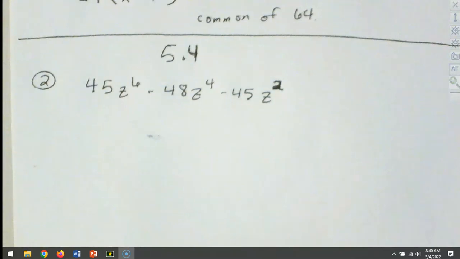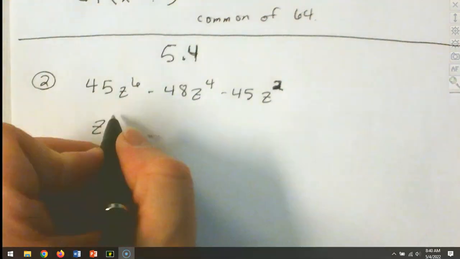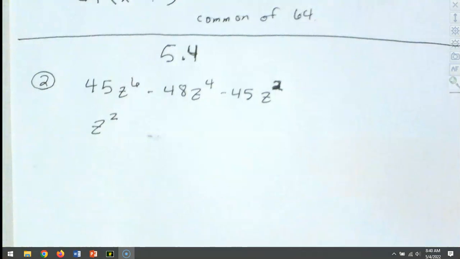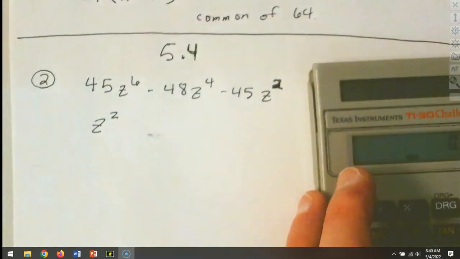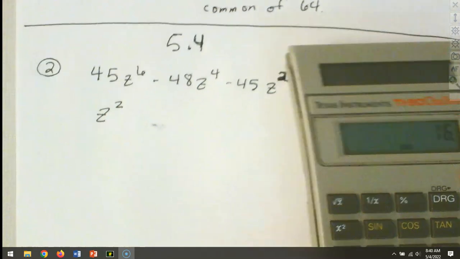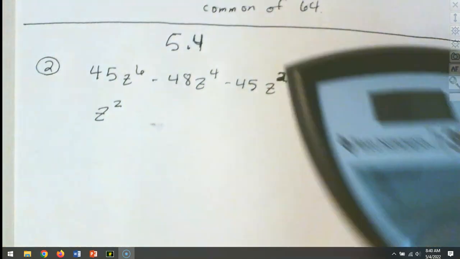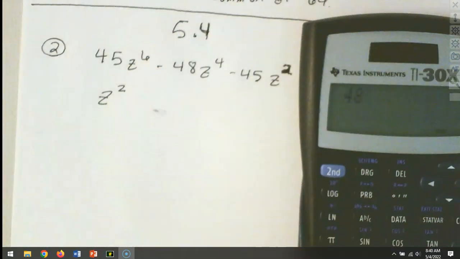Now, these all have a z in common. Okay, so I've got a z. And what's the lowest power of z? Well, it's a z squared. Now we look at all the numbers. We've got a 45, we've got a 45, and we've got a 48. Well, let's see if we can take a 3 out of that 48. Okay, so 3 goes in there, right? Let me get the other calculator so it's easier to see. So we'll start with that 48, and we'll try a 3. Okay, 3 goes in. 3 goes into all of them.